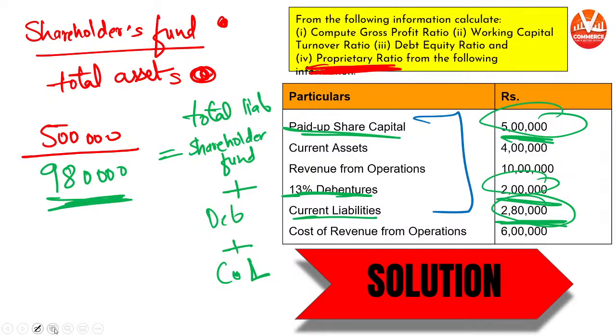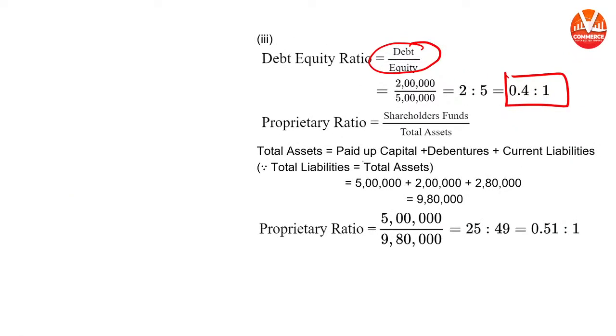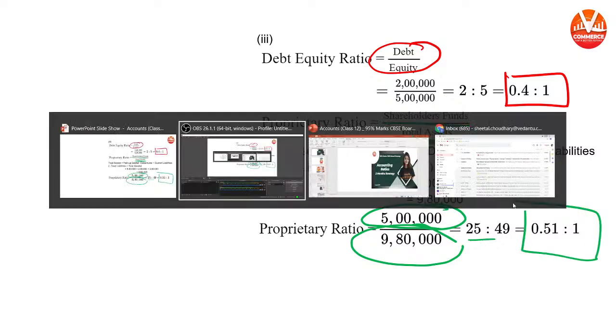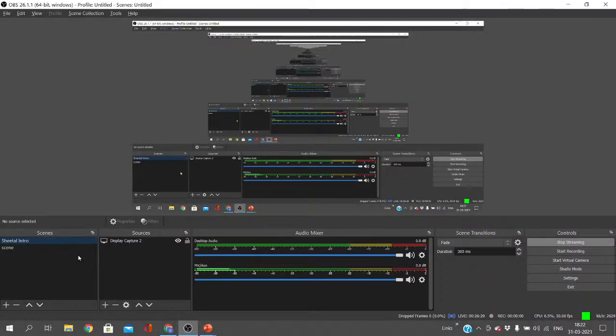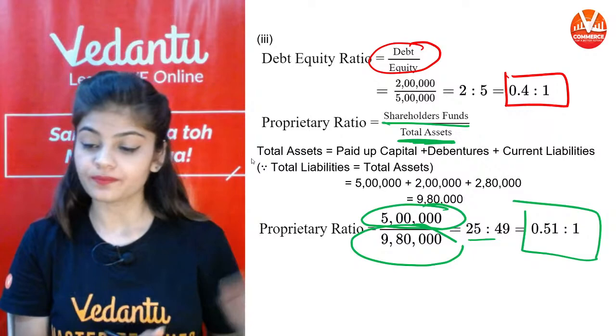So your proprietary ratio will be, proprietary ratio is shareholder fund divided by total assets. So 5 lakh shareholder fund divided by total assets 9,80,000. Your answer is 25:49 or 0.51:1. So this is your proprietary ratio.